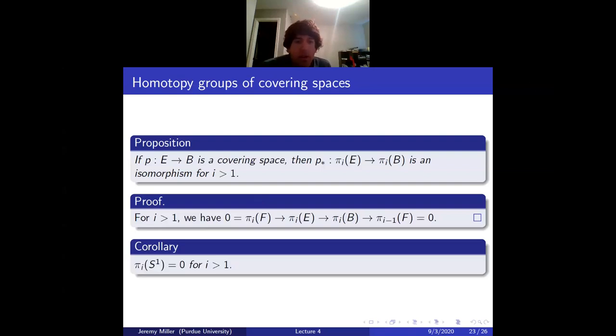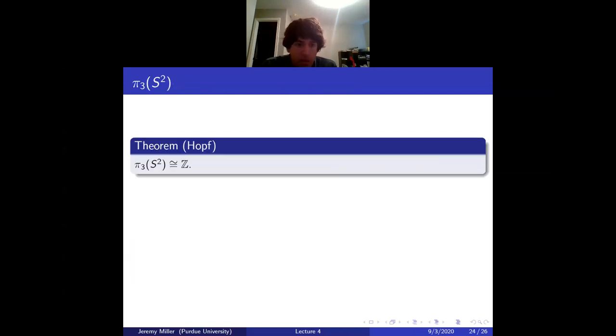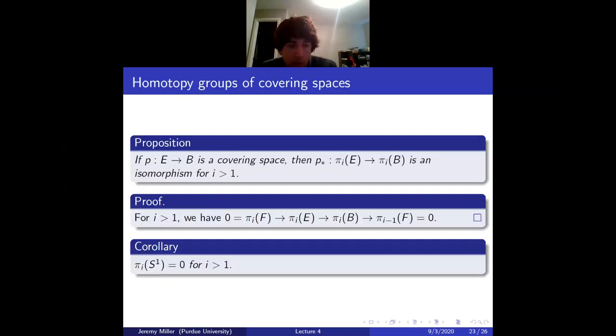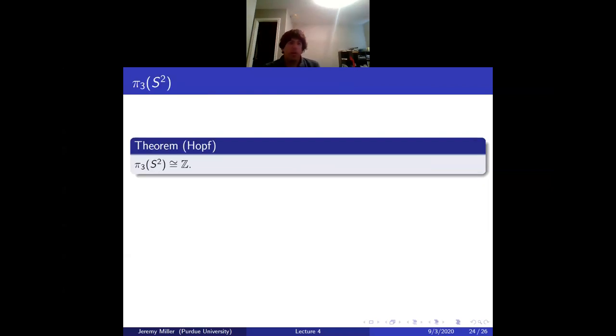So in particular, the higher homotopy groups of S1 are trivial because the higher homotopy groups of S1 will agree with the homotopy groups of R, and R is contractible. So okay, we've computed some higher homotopy groups of spheres. Let's do a slightly less trivial example. Let's prove Hopf's theorem that pi 3 of S2 is Z.